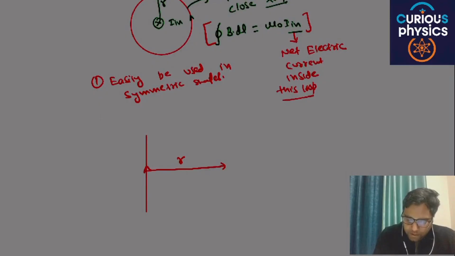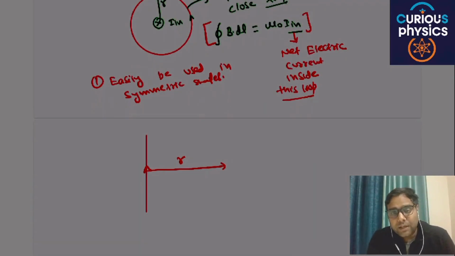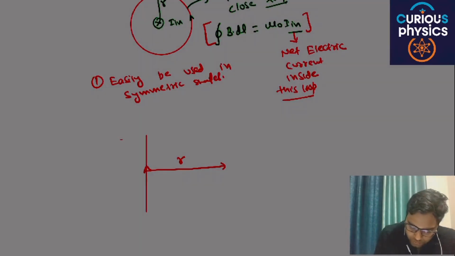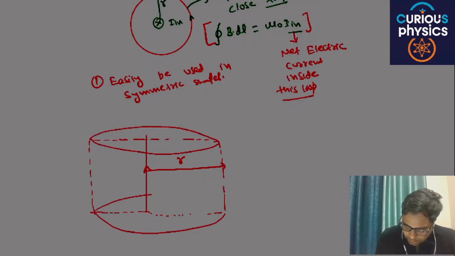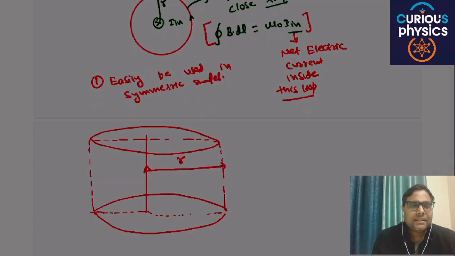So at a distance r, the Amperian loop will be a cylindrical loop. You can imagine the loop will be like this, this cylindrical loop. So at a distance r, current I is passing through inside this loop.